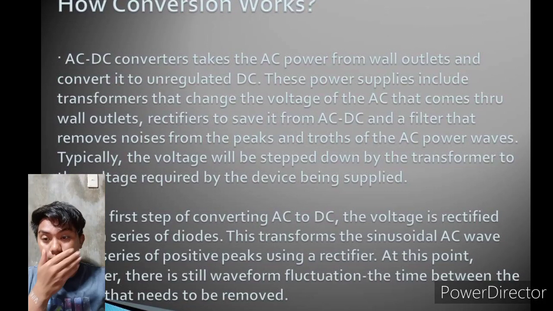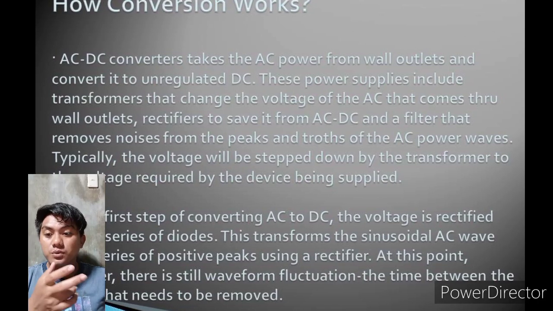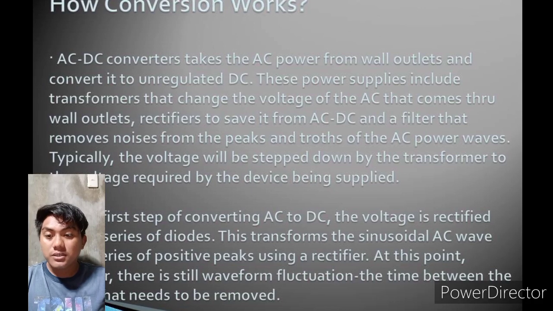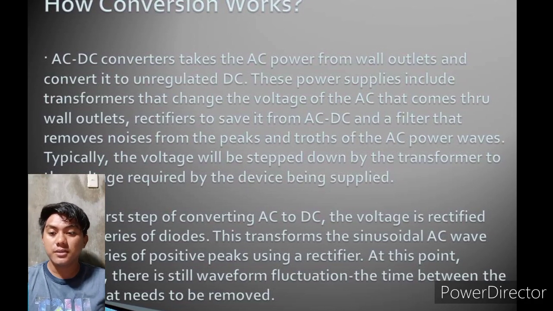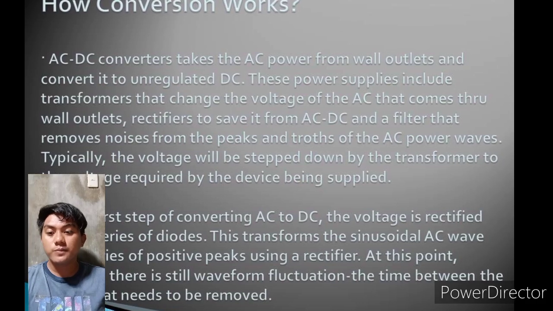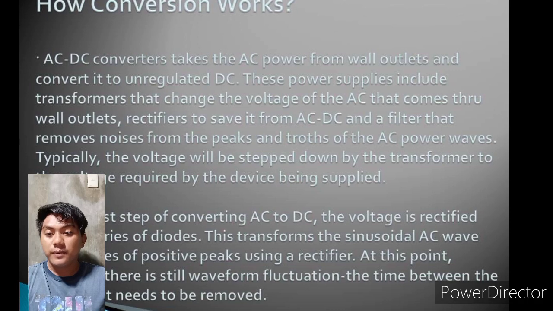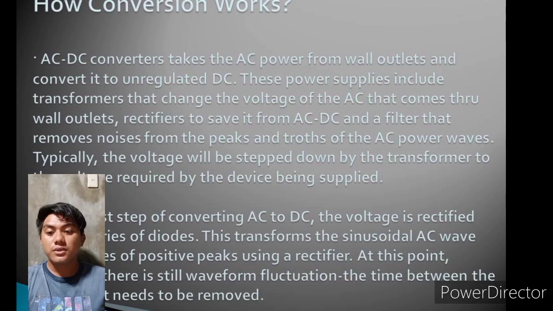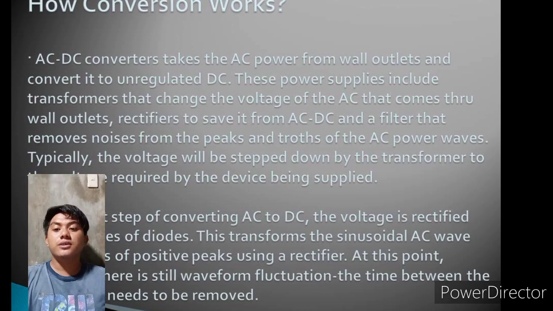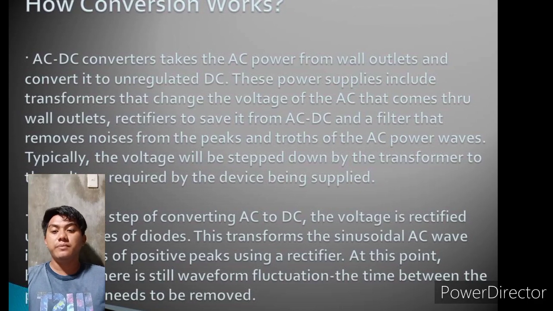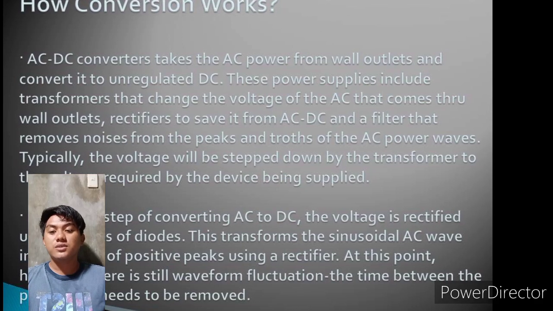a transformer that changes the AC voltage, a rectifier that converts AC to DC, and a filter. The first step of converting AC to DC voltage is rectification using a series of rectifiers after the transformer, which turns the AC wave into a series of positive peaks. At this point, the peaks need to be removed.